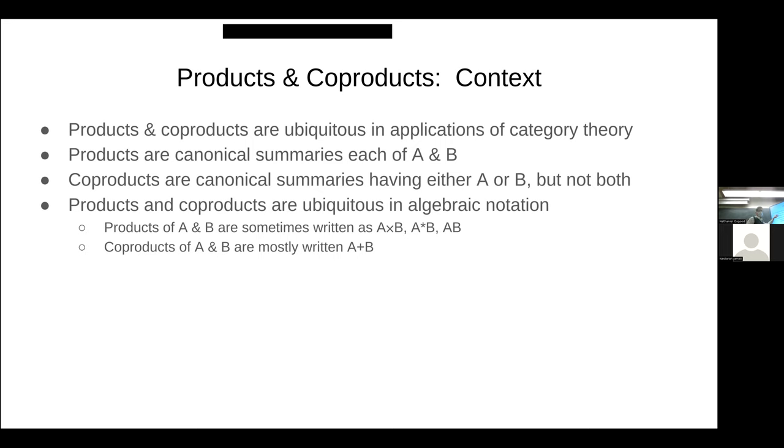For products, we definitely have both. We can get both. And for co-products, we have one or the other, but not both. One thing to realize that I don't think Eugenia Chen really talks about in this chapter, though it may appear in later chapters, is that when we're doing applied category theory, these pop up all the time in algebraic notation. Products commonly appear as A cross B, which is what I'll be using here, but they also appear as A star B or A B next to each other. We're going to see this in polynomial functions, which will be the focus of some of our attention after this course, and possibly in the last lecture or two of this course.